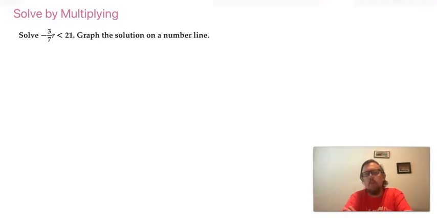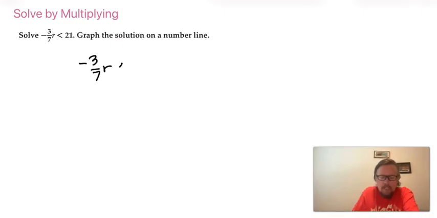For this inequality, we're going to first solve it by multiplying because it's got a fraction here. And then after we solve it, we're going to graph the solution on a number line. The reason I know we're going to solve this one by multiplying is because our goal in isolating the variable here is going to be to get rid of the -3/7. And the easiest way to get rid of a fraction is to multiply by the reciprocal.